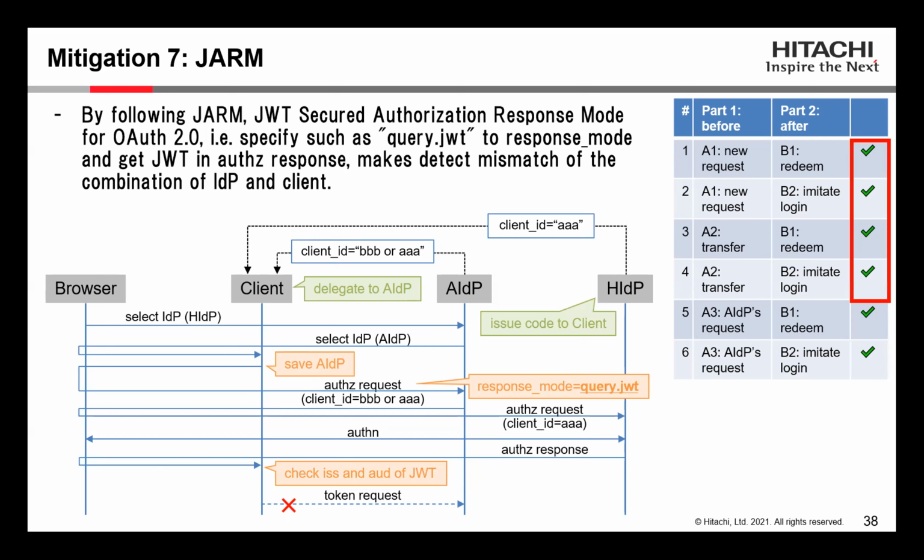Mitigation 7, this is the last, is following JARM, JWT Secured Authorization Response Mode for OAuth 2.0. When the client sends an authorization request, it specifies query.jwt in the response mode parameter. Then HIDP sends the JWT in the authorization response. The JWT includes the ISS claim and AUD claim, so using these claims, the client detects the attack in the same way as mitigations 5 and 6. Regarding patterns 1 to 4, the ISS claim represents HIDP, not AIDP, so the client can detect the attack.